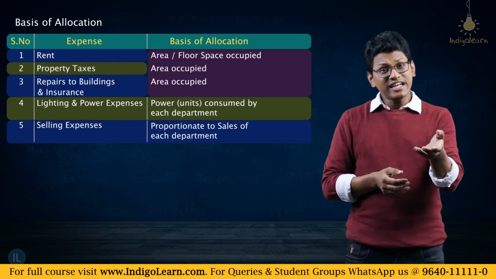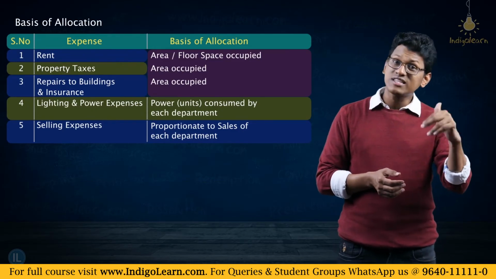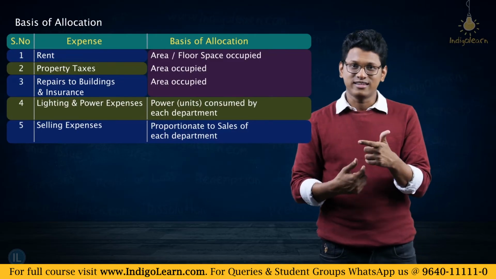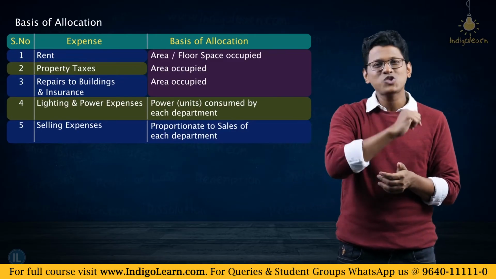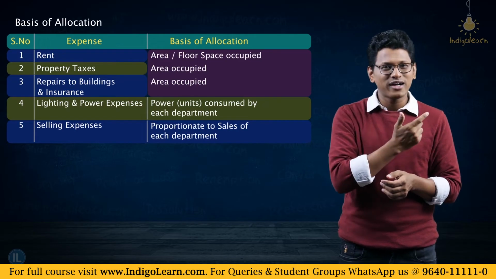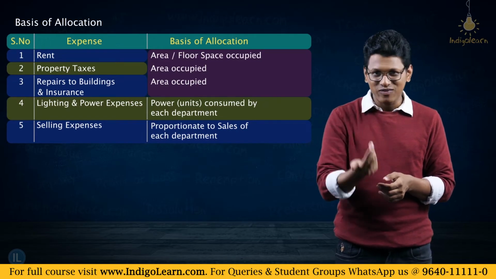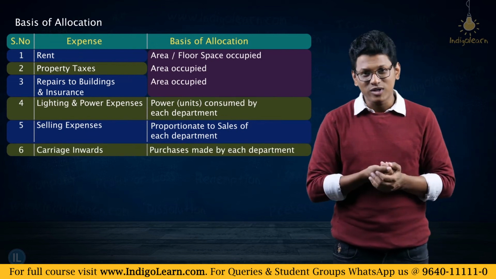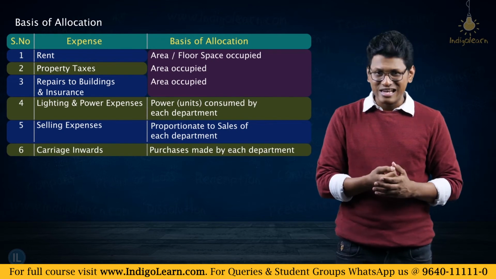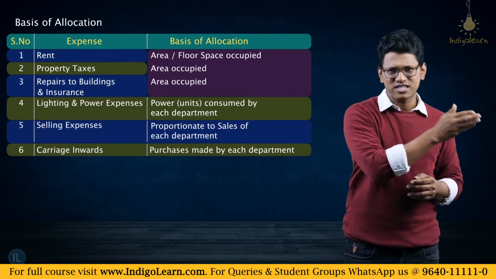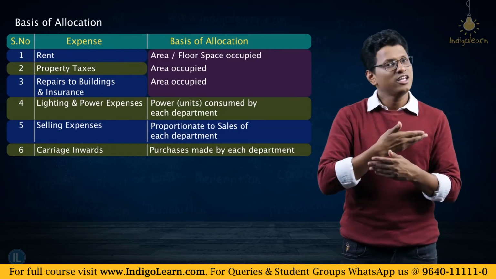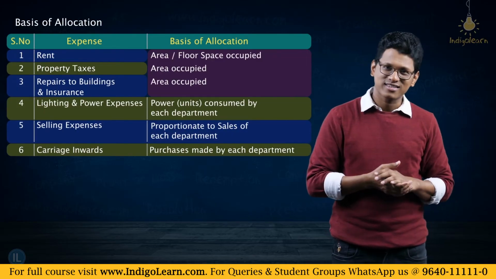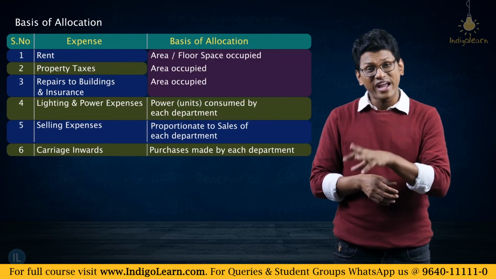Then if you talk about carriage outwards, that is for selling related expenses, right? But carriage inwards is for purchases. So on what basis will you divide carriage inwards? Carriage inwards should be divided on the basis of the purchases made by individual departments. So in the same Nestle example, in the ratio of purchases which different departments made, you can divide the expenditure relating to carriage inwards.